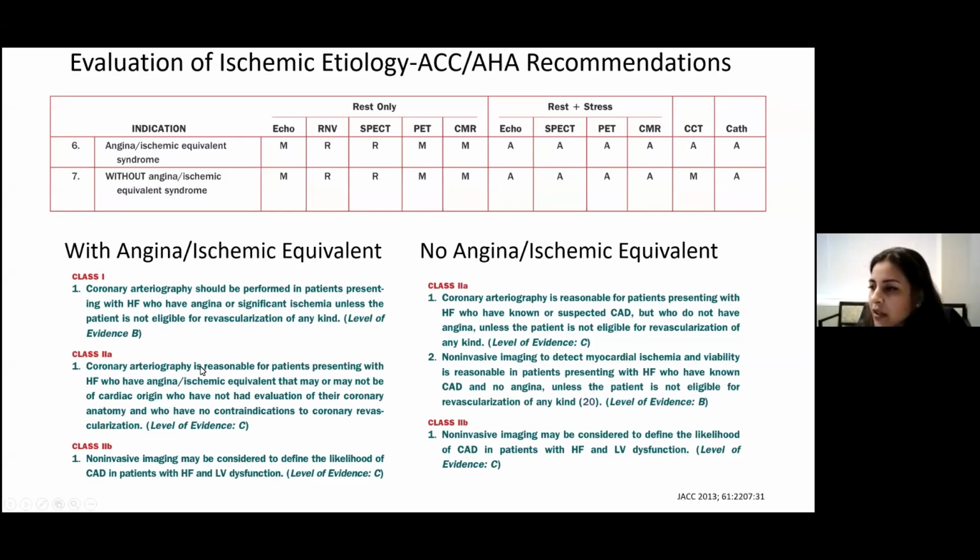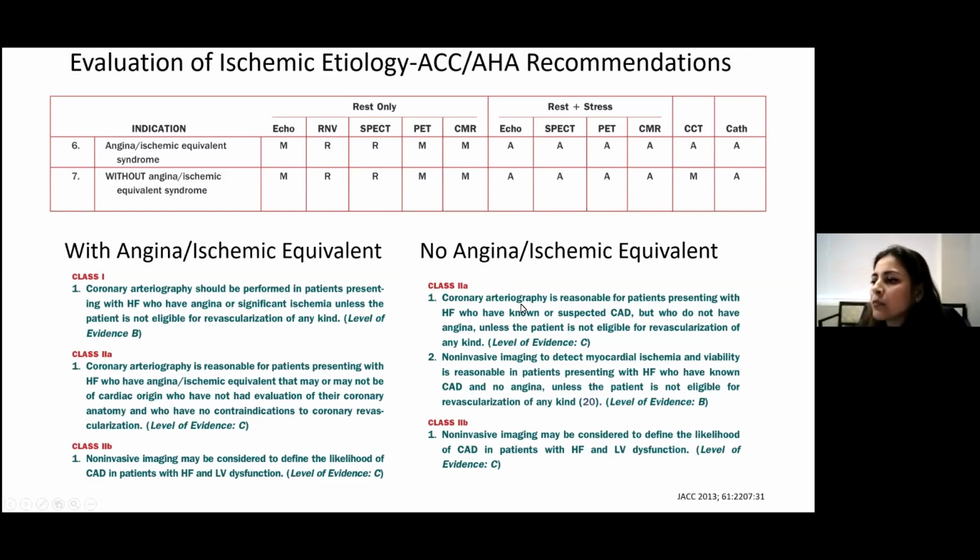Now, if the patient has no chest pain or atypical chest pain, and we suspect that they have CAD as a cause of it, then it is reasonable to do an evaluation either with a stress test or with coronary angiography. Okay, and if the patients have atypical chest pain and they present with heart failure, then it becomes a class 2B indication. So the take-home point here is A means appropriate, M means maybe, and R means rarely done.